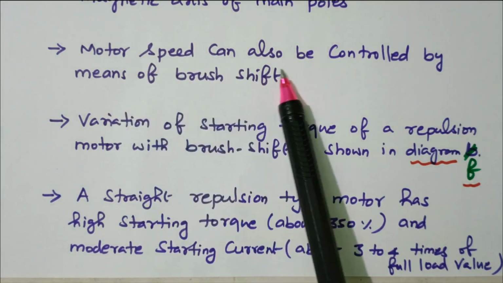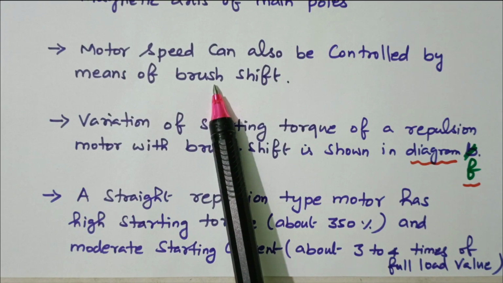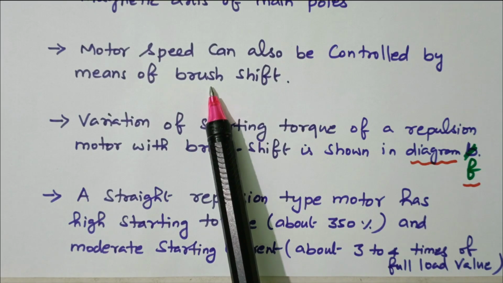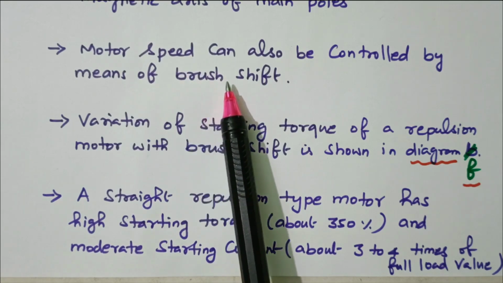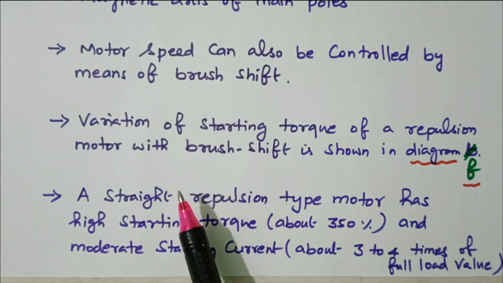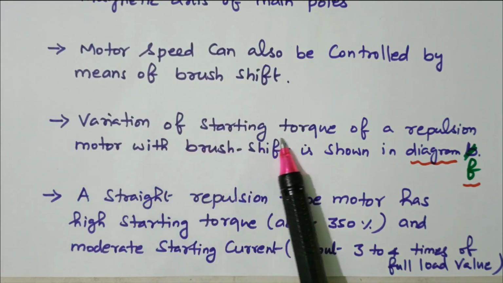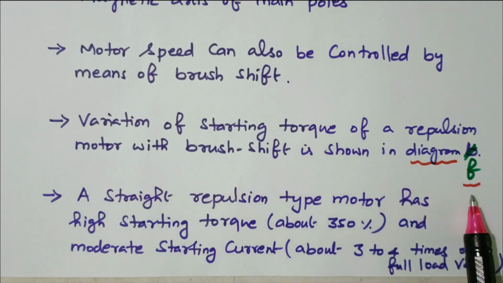Motor speed can also be controlled by means of brush shift. Already we discussed that torque depends upon the amount of brush shift, and the direction of the motor is the direction of the brush shift. So the speed is controlled by brush shift also, right? Shifting of the brushes will control the motor speed. The variation of starting torque of a repulsion motor with the brush shift is shown in diagram F that we discussed. So the diagram is between the torque and angle alpha.